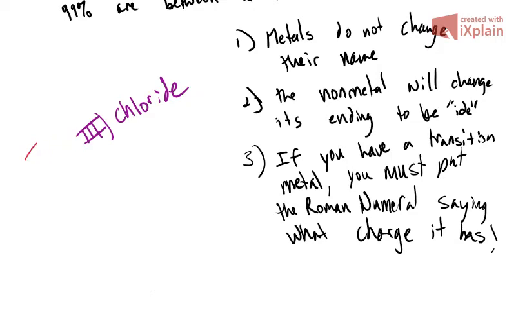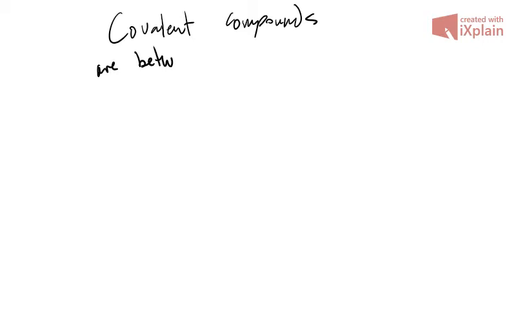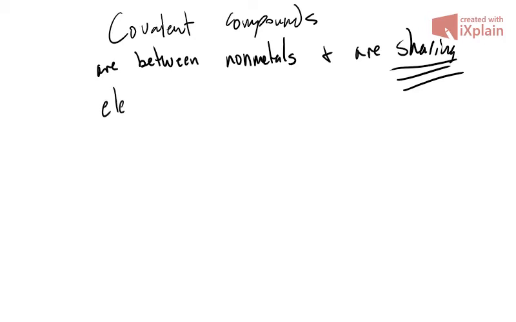So that is ionic compounds. The rules are a little bit different for covalent compounds. Covalent compounds, we remember, are between nonmetals and are sharing electrons. Okay, it's important to note that they are sharing electrons here.